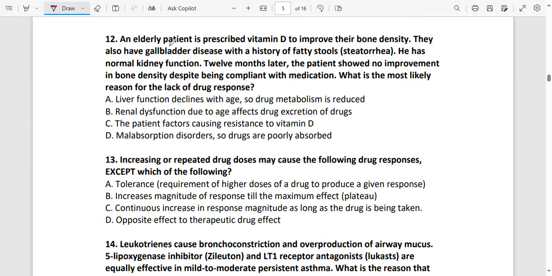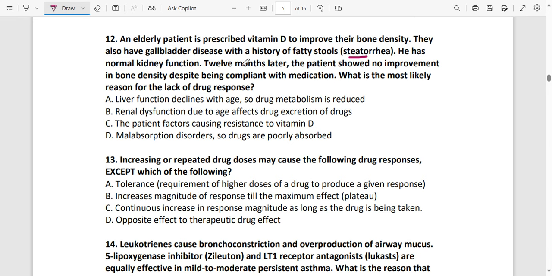Number 12, an elderly patient is prescribed vitamin D to improve their bone density. They also have gallbladder disease. Remember, from the gallbladder you have got bile acids which help in digestion of fat. So, since they have this gallbladder disease, they can't digest fat, and that leads to steatorrhea. He has normal kidney function.